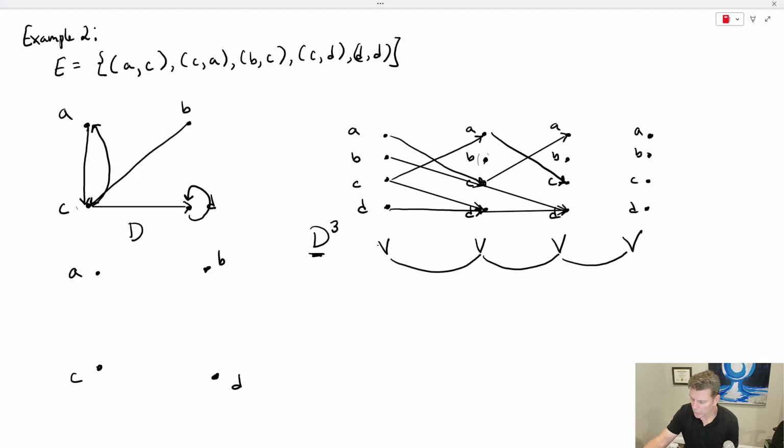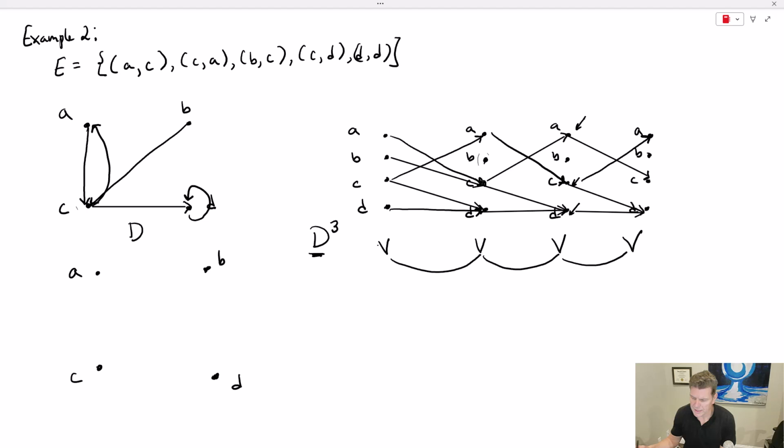Again, we're going to take a look. We're only going to be coming out of A, C, and D, because those are the only values that we have values going into. And so we'll start with A. We know that A goes to C. We know that C will go to A. And we know that C will go to D. And we know that D will go to D.